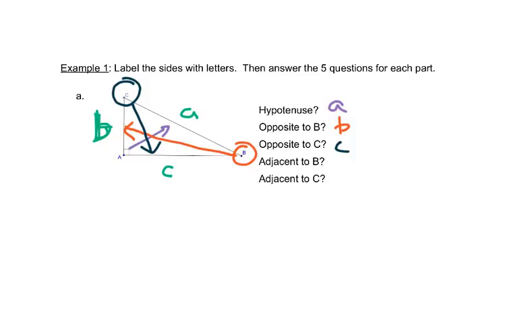So then the next question says, what's adjacent to B? So here's B. Adjacent means next to, but not the hypotenuse. So if A is the hypotenuse, that stays. That doesn't change because it's across from the right angle. Adjacent, the other side that's next to it, would be C. If we look at C, the hypotenuse is A, that's next to it, but adjacent means it's not the hypotenuse, but it's next to it. So the next to it, adjacent, would be B.